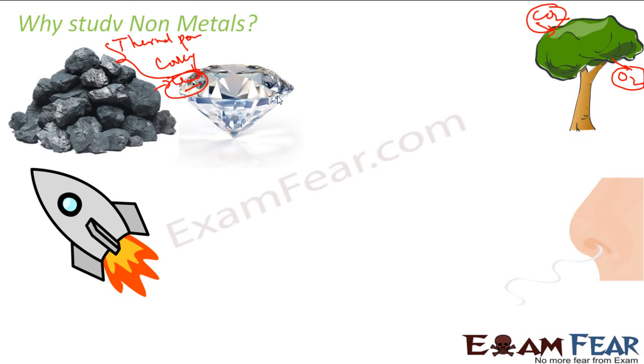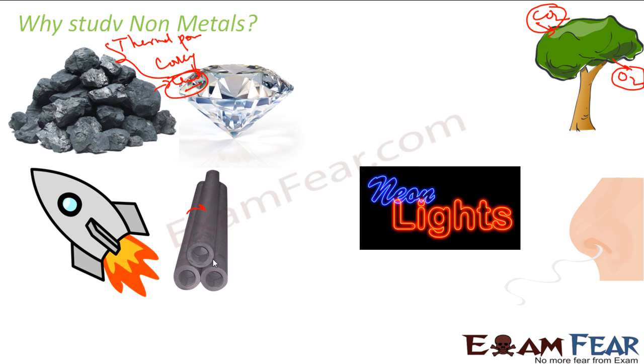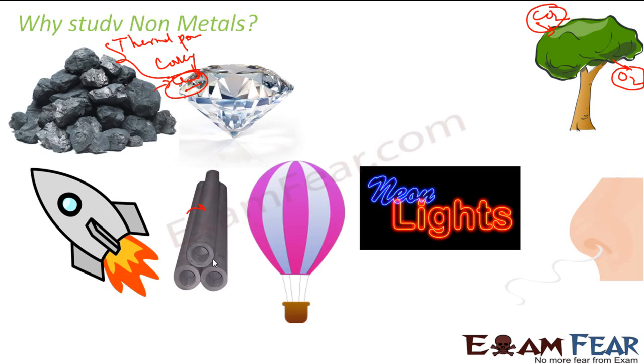If you see the diamond, the ladies' best friend, it is also a non-metal. Diamond is nothing but carbon. Graphite, which is used as an electrode in most batteries, if you open any 1.5 volt battery which you get in the market, has graphite, and graphite is nothing but a non-metal. The neon lights which you see, neon is a non-metal.